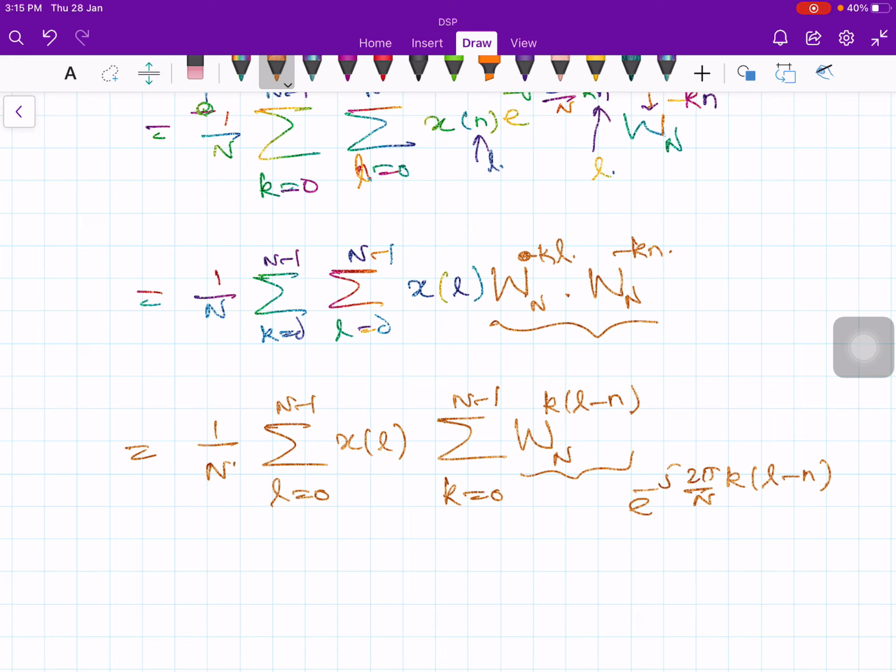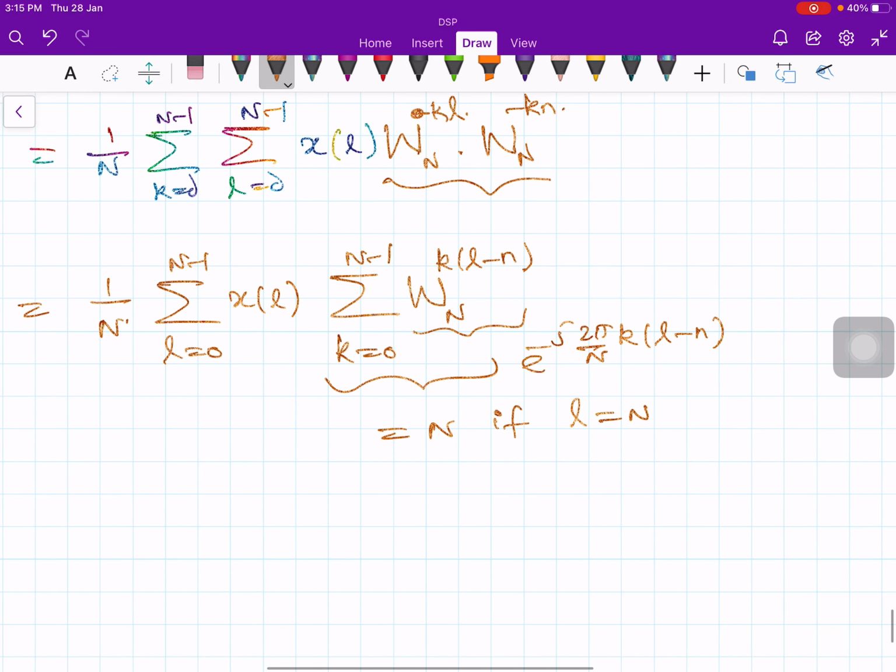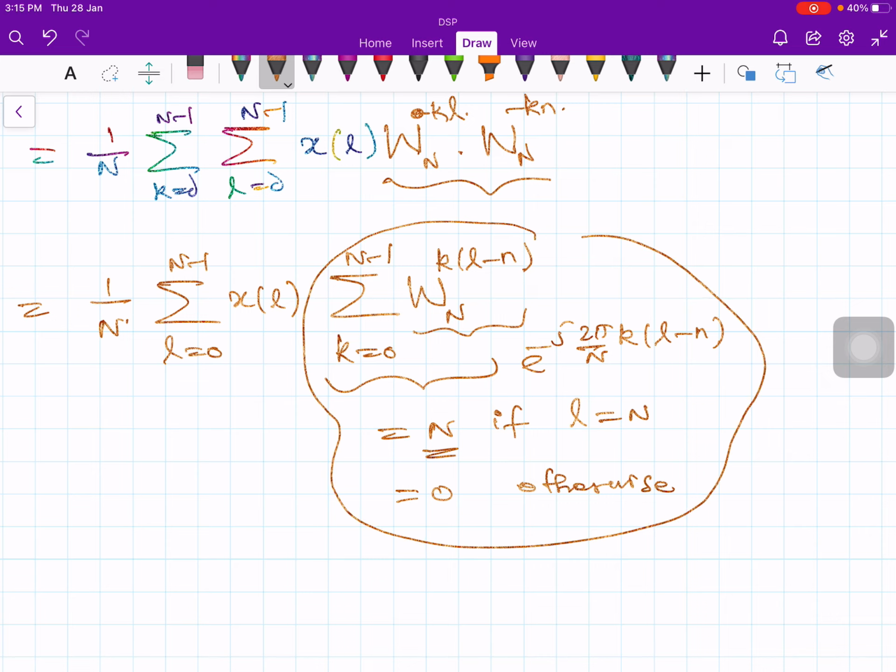Okay, you will simply see very simply that this whole thing is equal to N if L is equal to n. It's very easy to show that. If L is equal to n, then only you will get this value capital N, or this is equal to 0 otherwise. Okay, the whole summation will simplify to N only when L is equal to small n, otherwise it gives the contribution of 0.